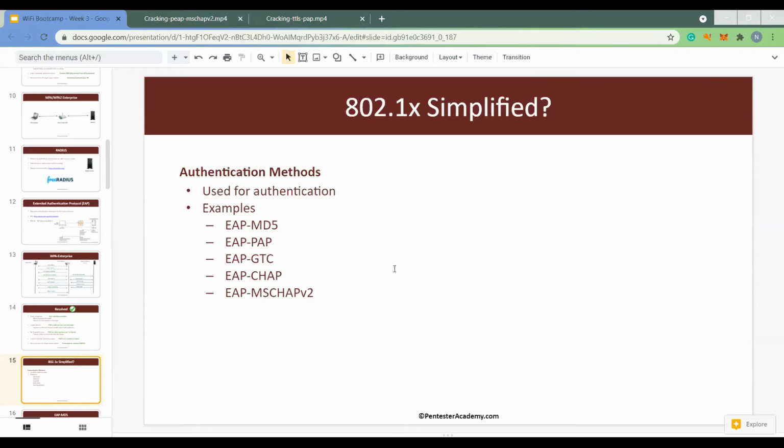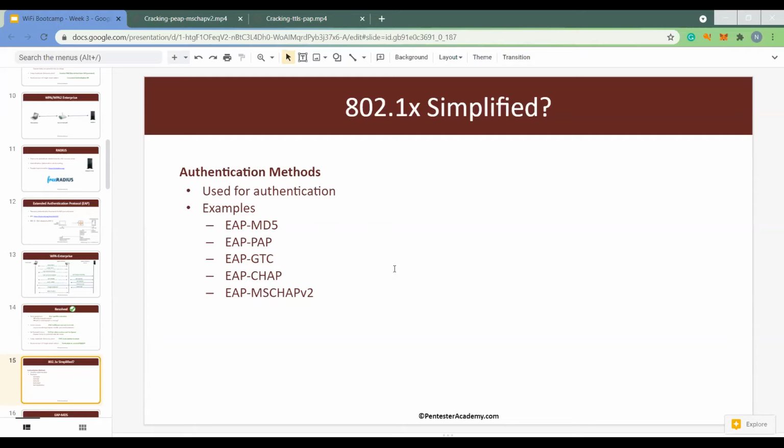So let's talk about 802.1x. When we talk about 802.1x, there are two things we are going to talk about. The first part is the authentication methods. These are the methods that you will use to authenticate the remote party against the first party.